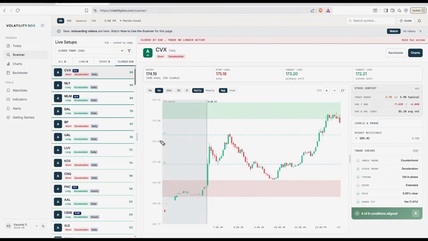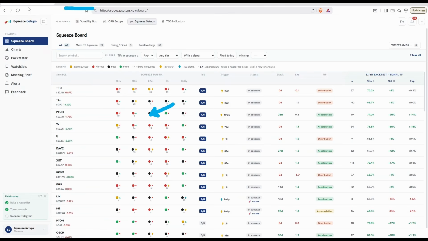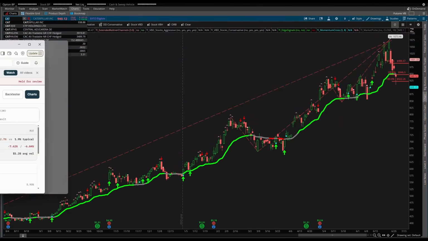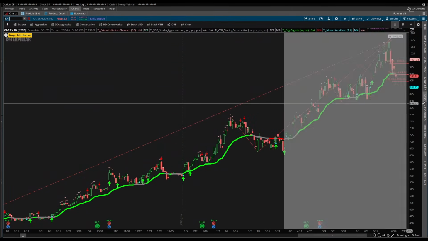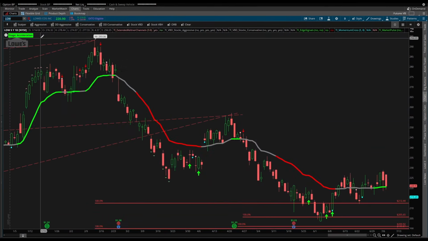In this video, I'll share some new trade setups, including ones that triggered today. We'll look at both the Volatility Box setups, along with setups from the Squeeze board. Now let's start first with the Volatility Box. There were a handful of opportunities today which stood out. Two in particular were inside of Caterpillar and the ticker we've been talking about, Lowe's.